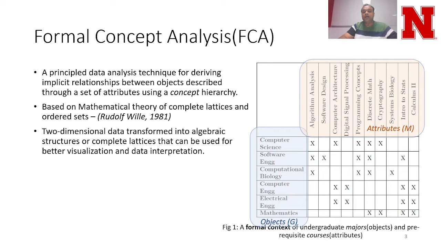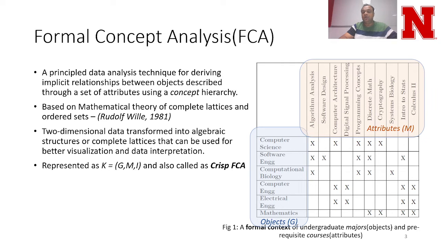The way to interpret this data is, let's say we take computer science as an object. The prerequisites for computer science are algorithm analysis, computer architecture, programming concepts, discrete math, and cryptography. One thing to note here is there may be some objects which share some attributes with other objects, and there may be some attributes which share some objects. Each of these relationships is indicated by a cross in the matrix. This matrix is also called a formal context and is formally represented as (G, M, I), where G is objects, M is attributes, and I is the relationship.